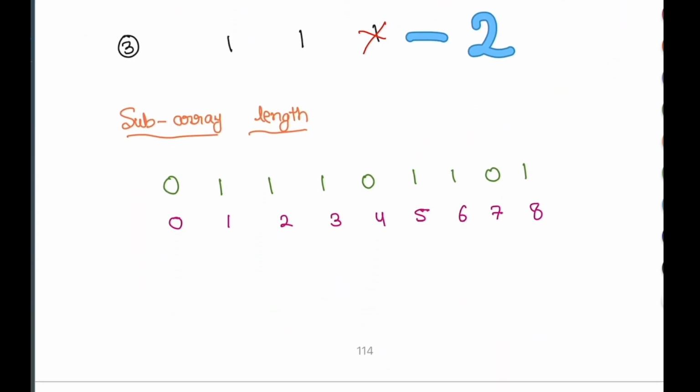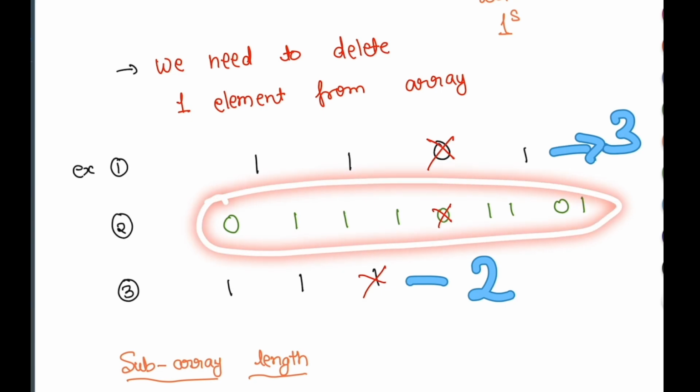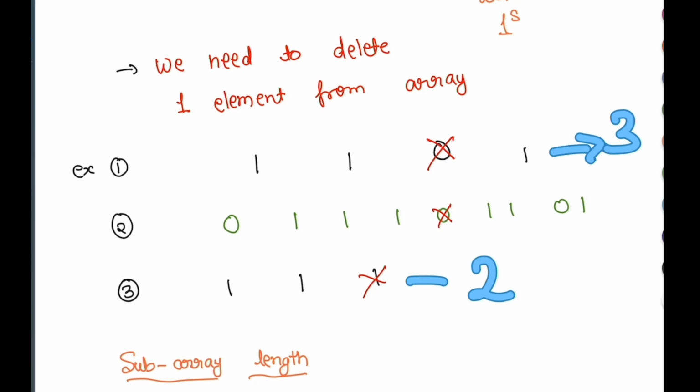First of all, what you have to understand is how can you find the subarray length? See, if I delete one element, let us say I delete this element and I have this subarray. First of all, how can you find the length of this subarray? And how can you have this subarray? Basically, an array has indexes, right? Using the indexes, we can find subarrays.